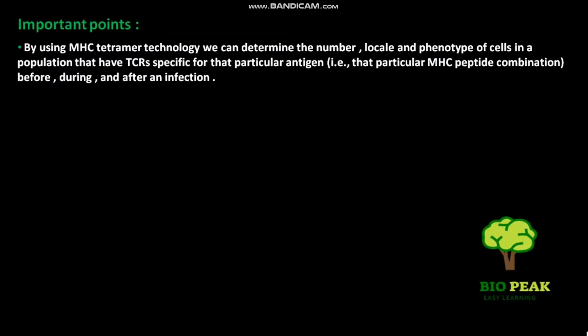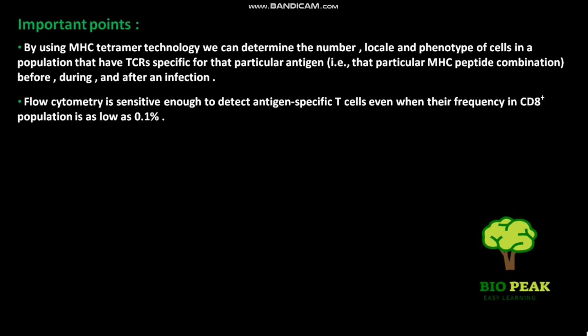Now, some important points. By using MHC tetramer technology, we can determine the number, location, and phenotype of cells in a population that have TCRs specific for that particular antigen, that is, that particular MHC peptide combination, before, during, and after an infection. Flow cytometry is sensitive enough to detect antigen-specific T cells even when their frequency in the CD8 plus population is as low as 0.1%.